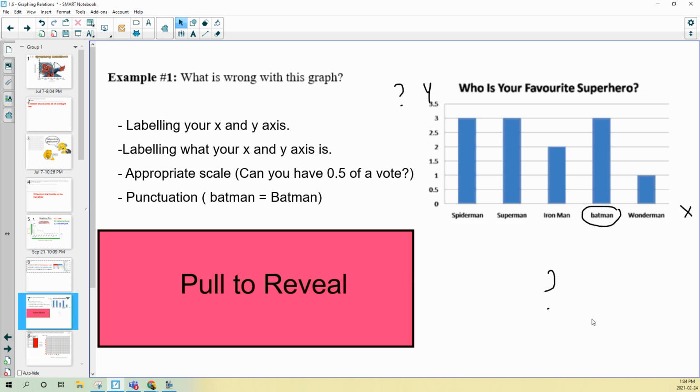So labeling your x and y axes, labeling what your x and y axes are. Here for my x-axis, I would say the actual type of superhero we're working with. And then here would be the amount of votes. I'm not sure if it is a voting graph, but I'm just going to assume. Appropriate scale: can you have 0.5 of a vote? We already spoke about that, and punctuation.